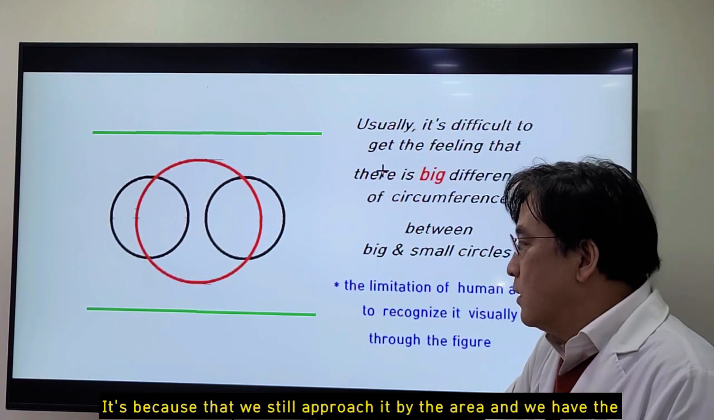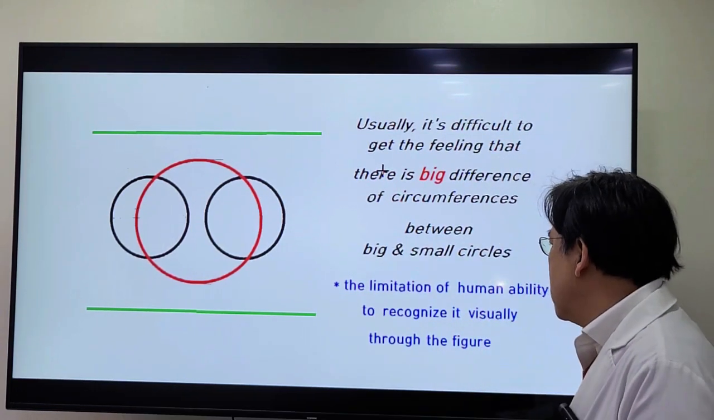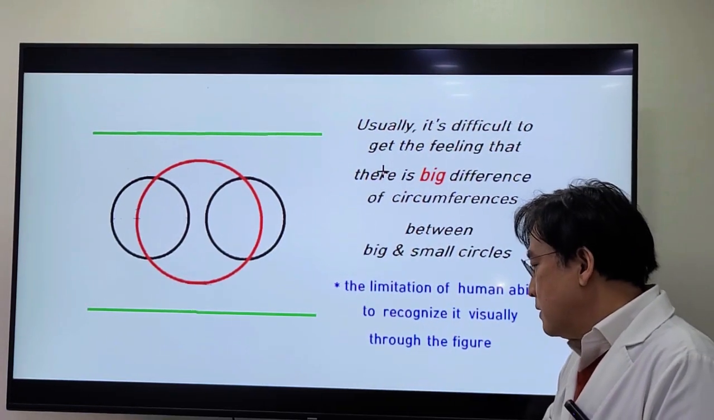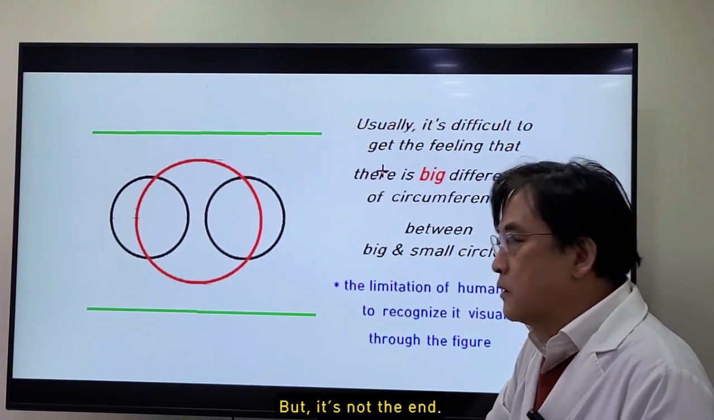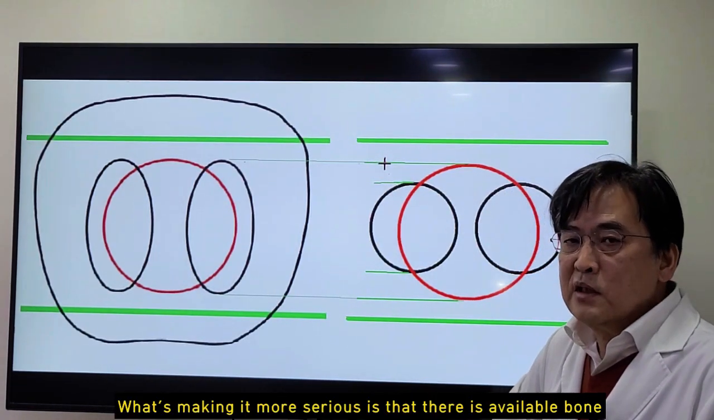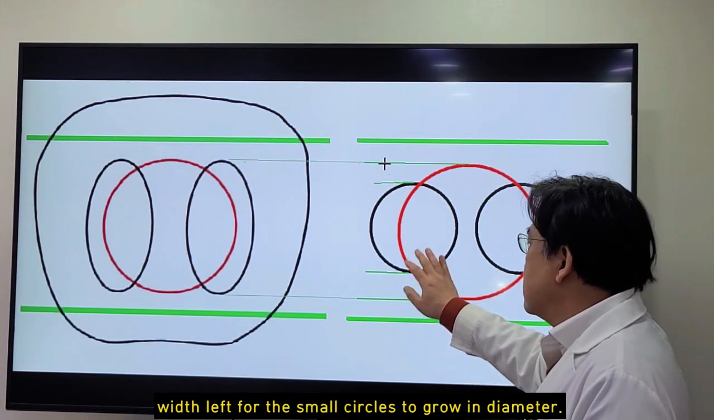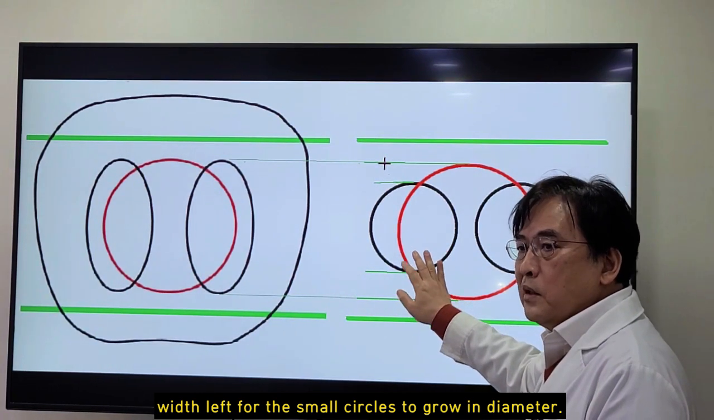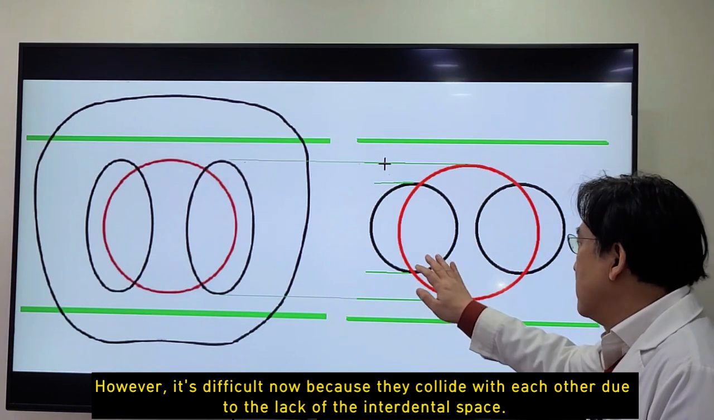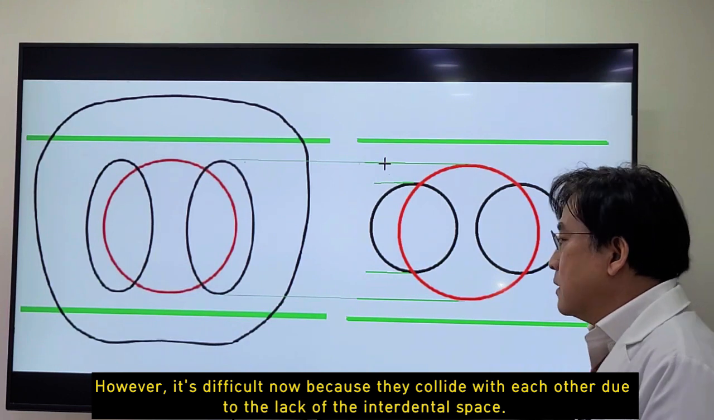It's because we still approach it by the area and we have the limitation of ability to recognize it visually through the figure. But it's not the end. What's making it more serious is there is a bare bone width left for the small circles to grow in diameter. However, it's difficult now because they collide with each other due to lack of interdental space.